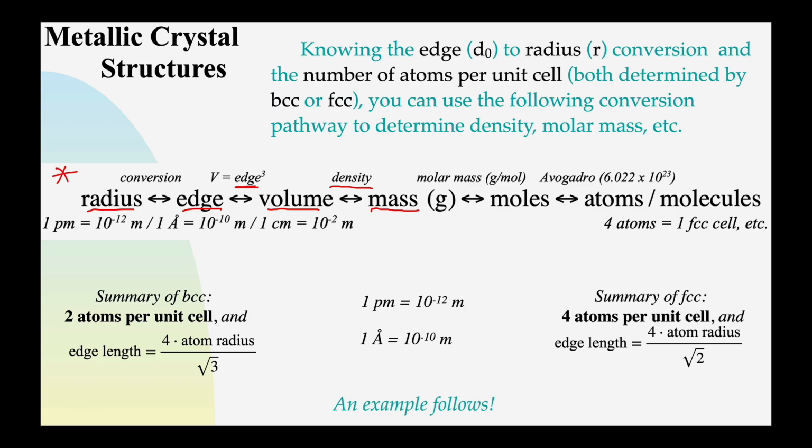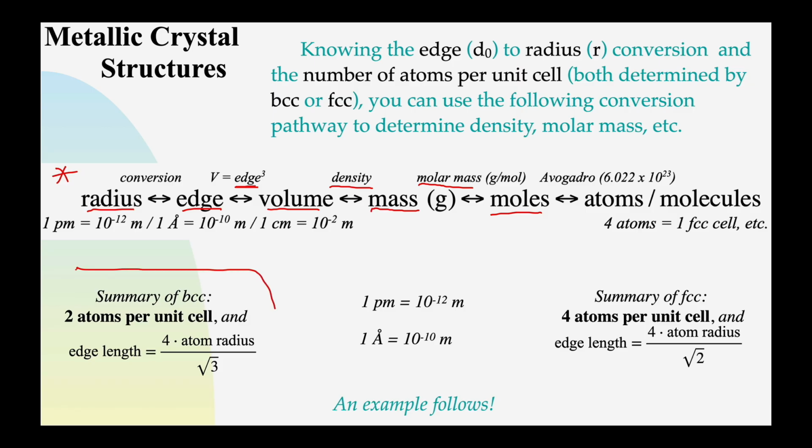And because we hopefully will know what the type of metal is, we'll be able to look up on the periodic table what the molar mass, the grams per mole value is, so we can turn mass into moles. And then finally, if you have moles, you can use good old Avogadro's number, 6.022 times 10 to the 23rd, to go from moles into atoms, or if it's a compound, it would be molecules. But anyway, this is actually a pretty cool pathway to figuring out different things.